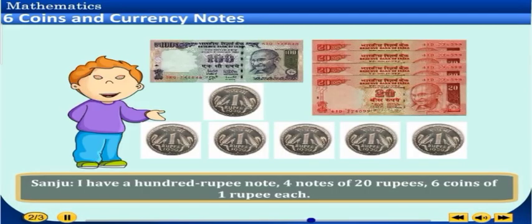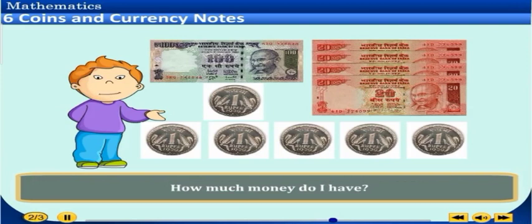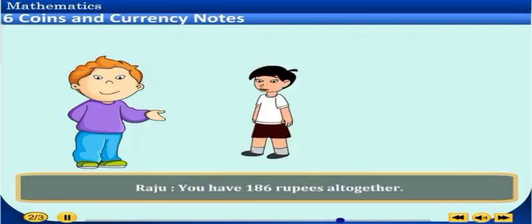Total 75 rupees. It means that both Tony and Salma are right. Sanju, I have a 100 rupee note, 4 notes of 20 rupees, 6 coins of 1 rupee each. How much money do I have? Raju, you have 186 rupees altogether.